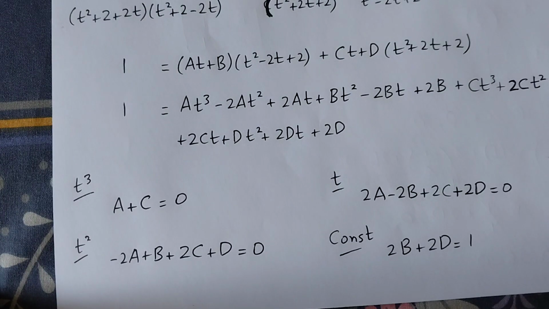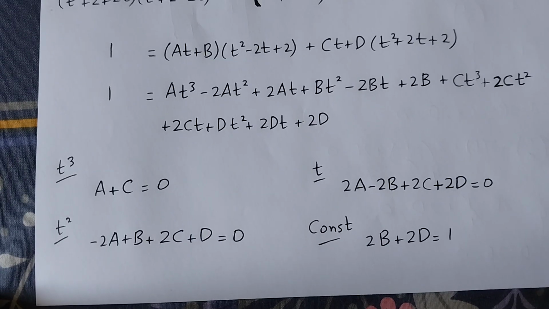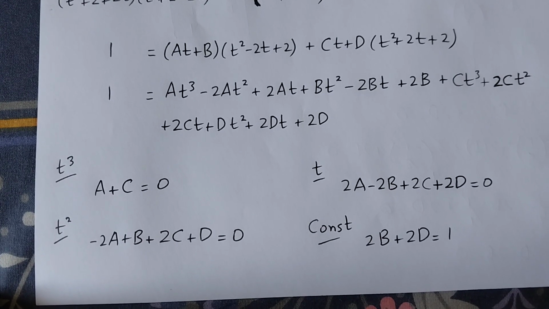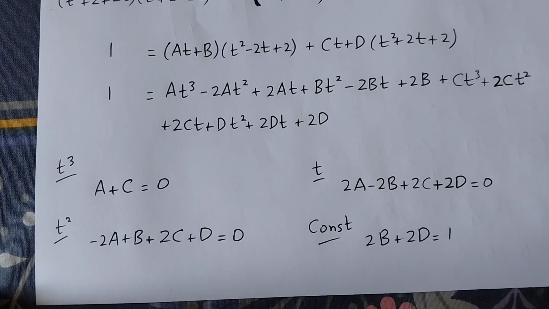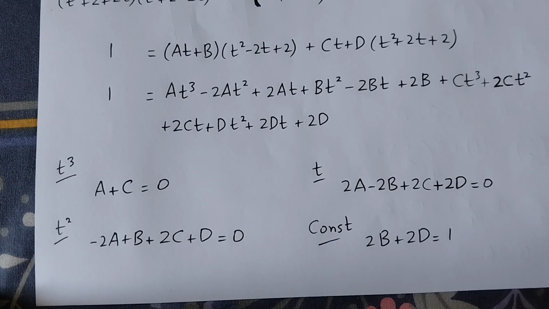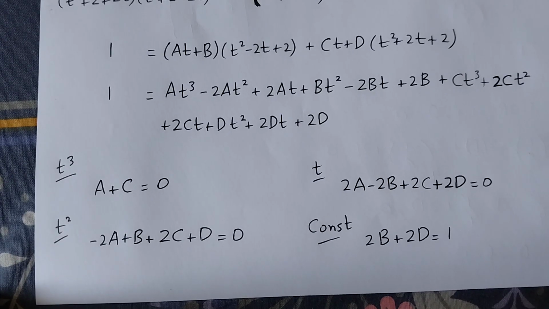So when I compare the coefficients of t cube on both sides, we get a plus c equal to 0, because on the left hand side there is no t cube, and on the right hand side we have two terms, at cube and ct cube. So if we take t cube common, the coefficient will be a plus c. Similarly, when we compare the coefficients of t square, we get minus 2a plus b plus 2c plus d equal to 0. And when we compare the coefficients of t, we get 2a minus 2b plus 2c plus 2d equal to 0, and for the constant we get 2b plus 2d equal to 1.